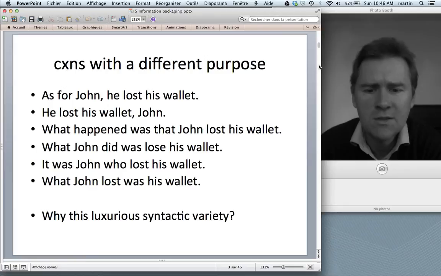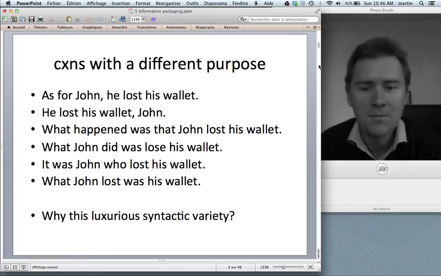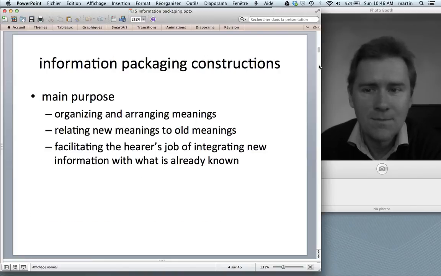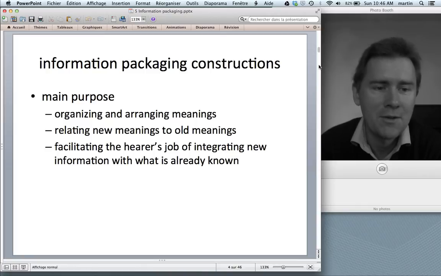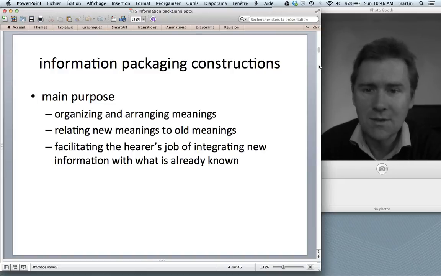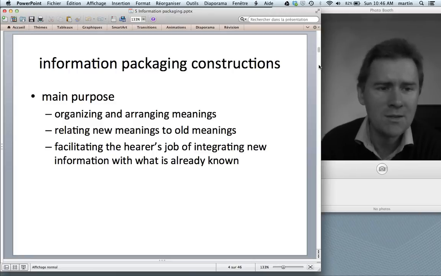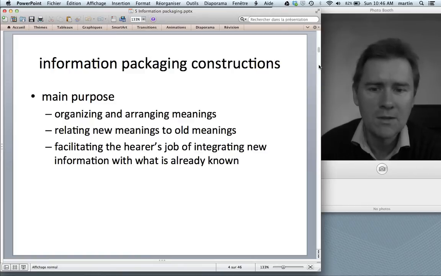Why this luxurious syntactic variety? What do you think? Well, of course, this is no luxury, but there are clear functions associated with this variety. And in particular, these constructions that you've seen on the last slide, they can be called information packaging constructions. And their main purpose is to organize and arrange meanings, and particularly to relate new meanings to old meanings.